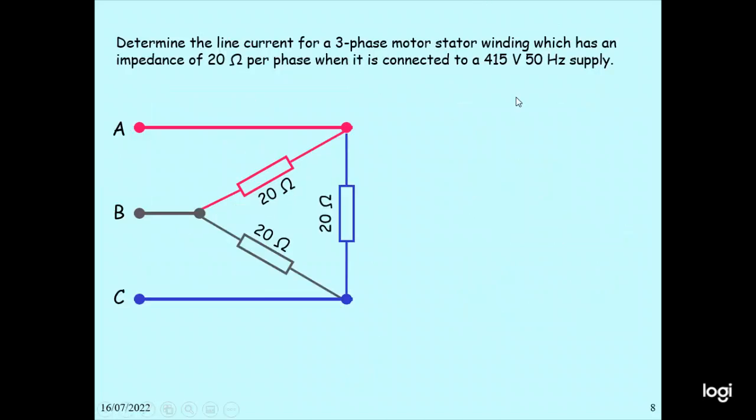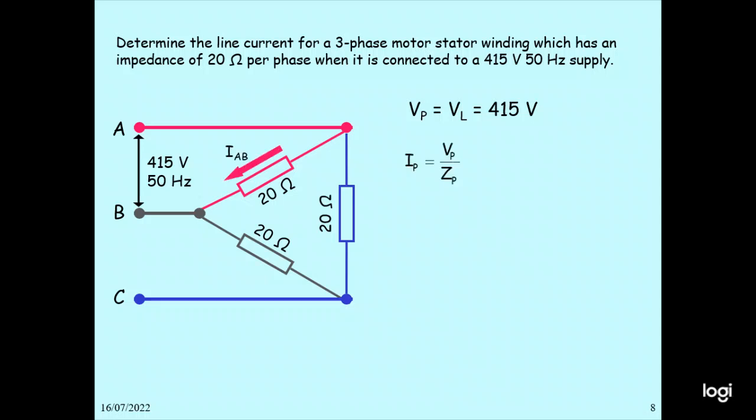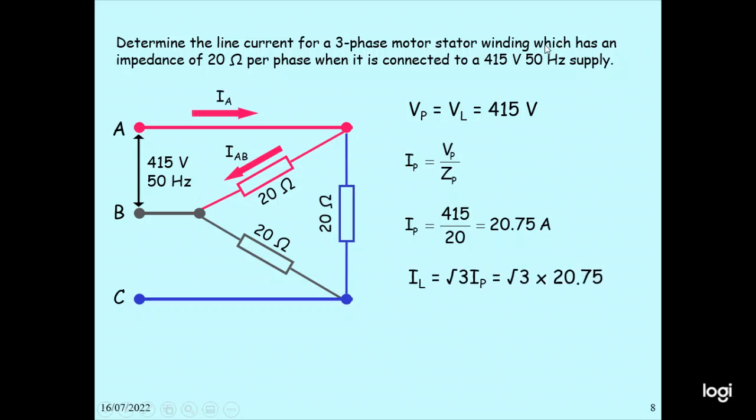Then we calculate: determine the current for a three-phase motor stator winding, which has an impedance of 20 ohms per phase when connected to a 415 volt 50 hertz supply. In this case, the three resistors of 20 ohms are connected across AB, BC, and CA, and the voltage is 415 volts, 50 cycles per second. VL equals V phase equals 415 volts. Similarly, I phase can be calculated: V phase divided by Z phase, 415 divided by 20, we get 20.75 amperes. IA equals root 3 times I phase, so root 3 times 20.75 amperes, then you get 35.94 amperes. This is the line current calculated.